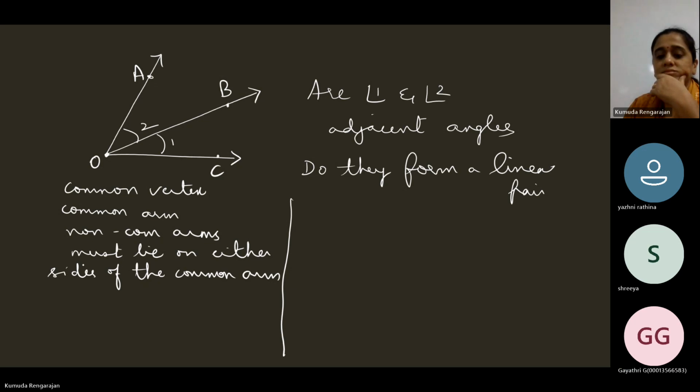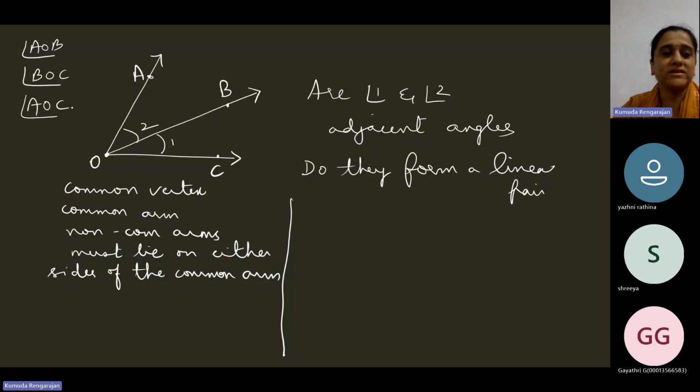Two, ma'am. Only two? No, three. Now you can see the third one, right? Yes, ma'am. So AOB and BOC are two angles. So which is the third angle? AOC. There are actually three angles in this figure: AOB, BOC, and AOC.